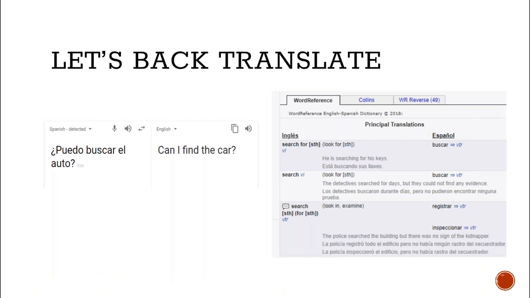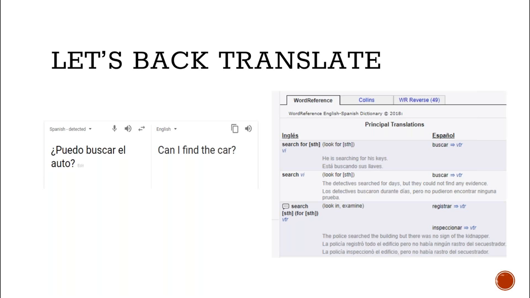Let's back translate this one because I find it fascinating. First of all, those of you who speak Spanish will spot the problem right away with searching being translated as buscar, okay? Buscar means to look for something, not to look through something. So if I'm going to help you look for your contact that fell out of your eye, you would use buscar. But if you were going to be looking through something, you would have different words which are suggested over here, such as registrar, inspeccionar, some other terms in Spanish.